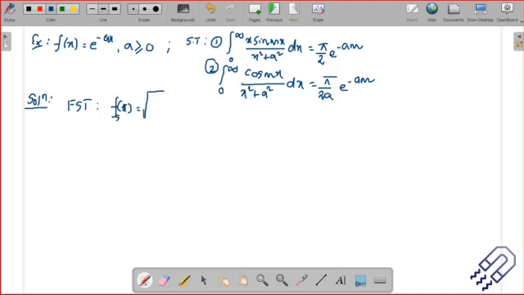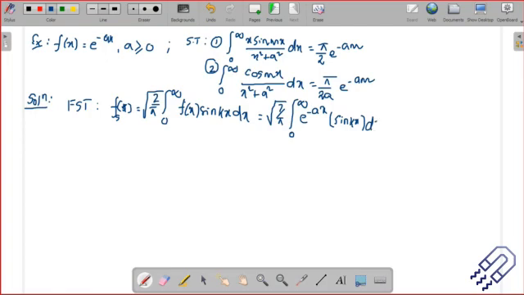So it is equal to root over 2 by pi, integration 0 to infinity f(x) sine of kx dx, right? So this is root over 2 by pi, integration of 0 to infinity. Now this is e to the power minus ax, so I'll just keep it as e to the power minus ax into sine of kx dx. Okay, so this is the relation that we actually have.